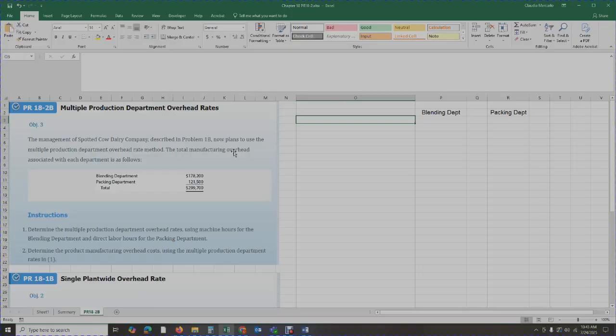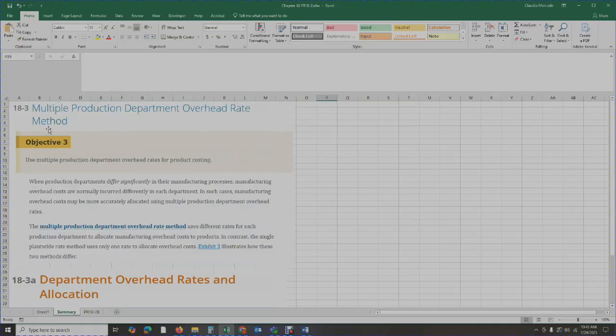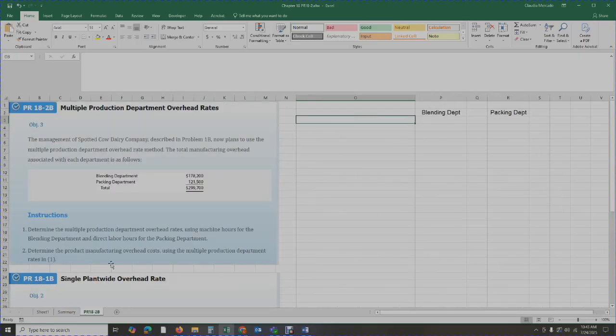It is very important that before you begin working on your assignments, you read the chapter in full. Now, when we are solving a problem, it is important to always direct yourself to the section of your ebook that relates to the problem. In this particular case, we're dealing with objective 3. So I went back to the book and located objective 3, which deals with the multiple production department overhead rate method. And here is where you're going to locate the information that you need to solve the problem.